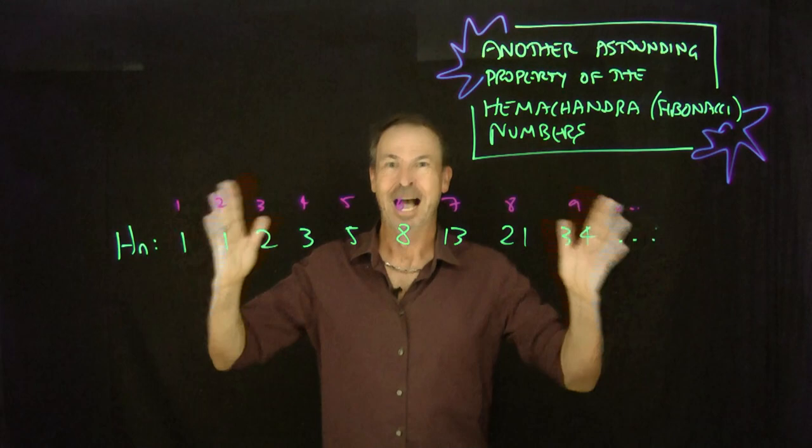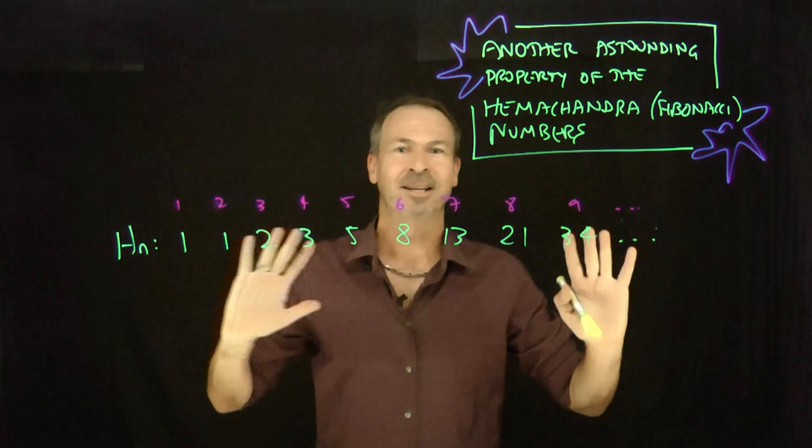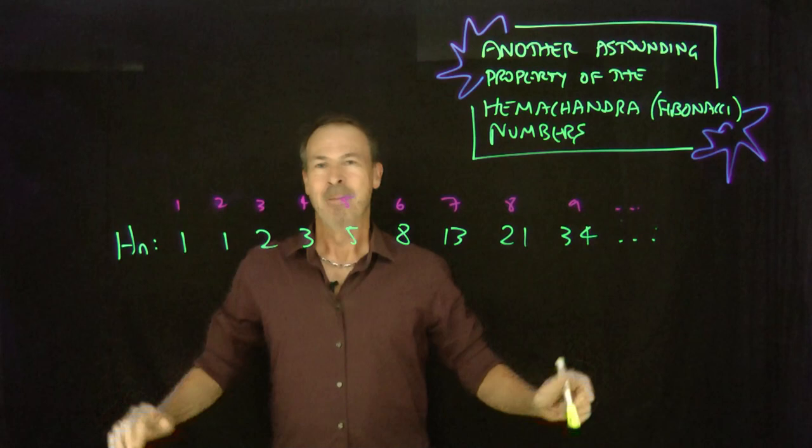Here are the first few Hemachandra numbers: 1, 1, 2, 3, 5, 8, and so on and so on. The ninth one is 34, the 10th one will be 55. We can keep on going. But now let me do something a little strange.